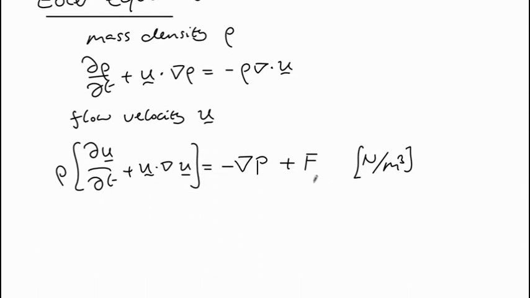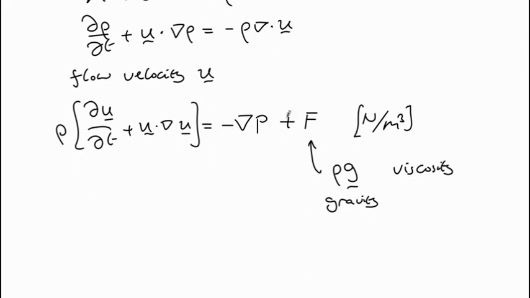Examples we've seen previously are, for example, rho g, where we have gravity, or we might have viscosity. It's a more complicated expression, but it's just another force on the fluid. In this talk we're going to introduce electromagnetic forces in here very shortly. So you have conservation of mass, conservation of momentum, and then this introduces a term for the pressure, so we have a pressure equation which comes from the conservation of energy.